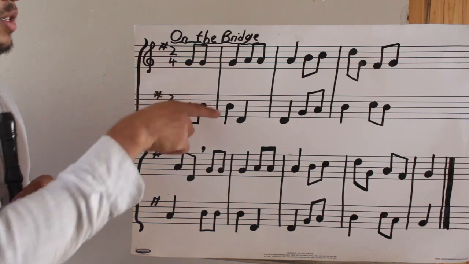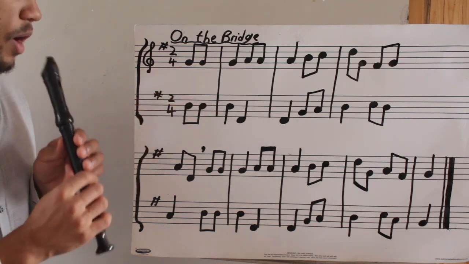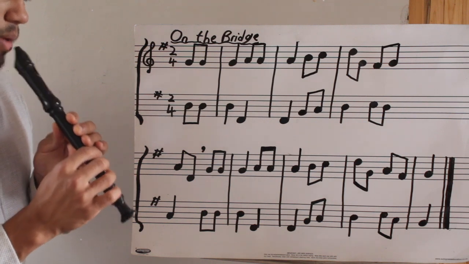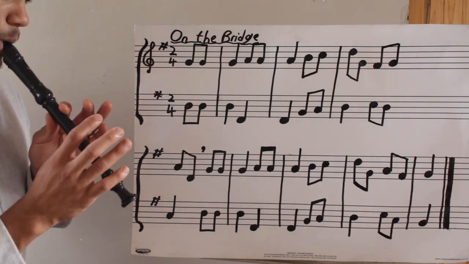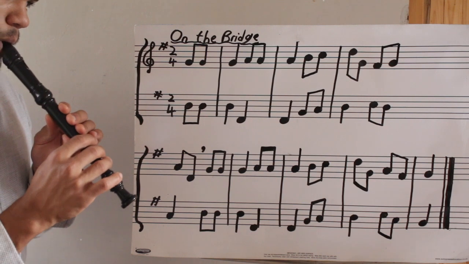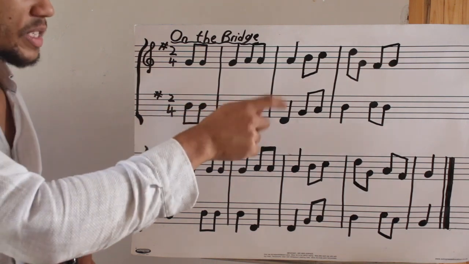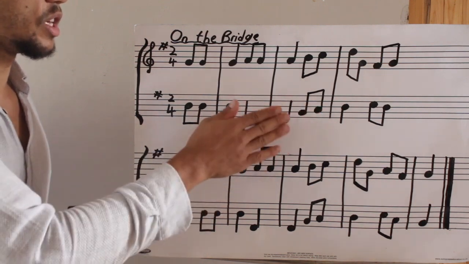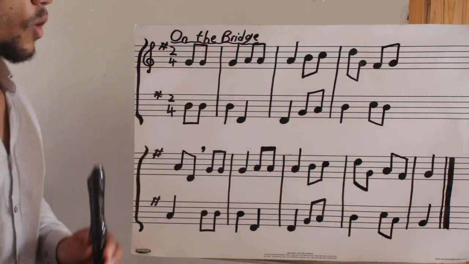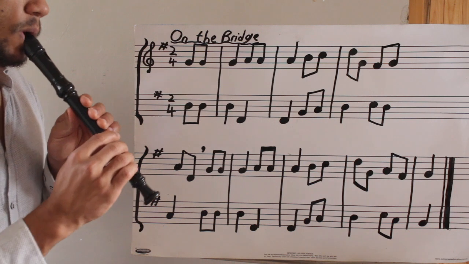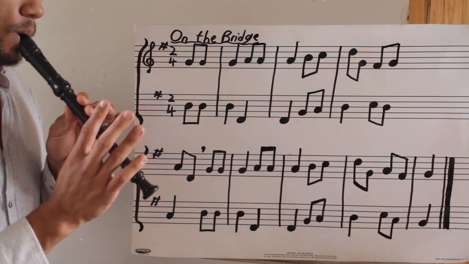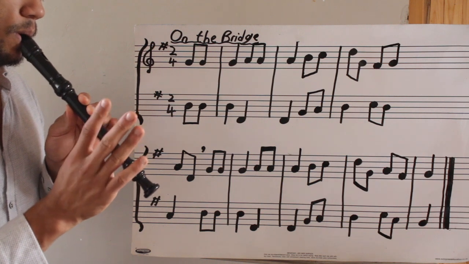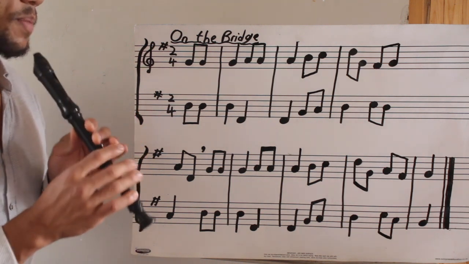Let's go from bar 1 to bar 2. 1. Again. Now bar 3, we stay on that low D and then we go G, A as 8th note. So D, G, A. 1, 2. Again. Last time.